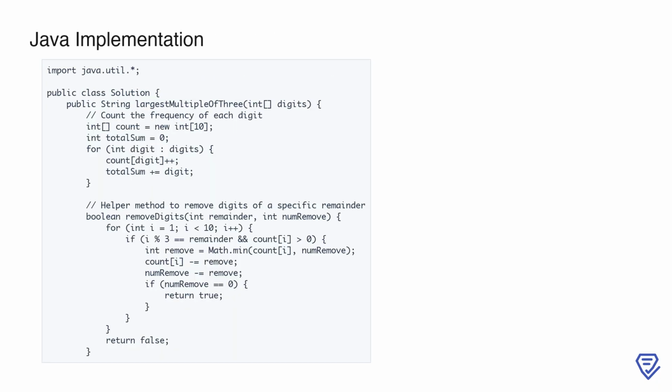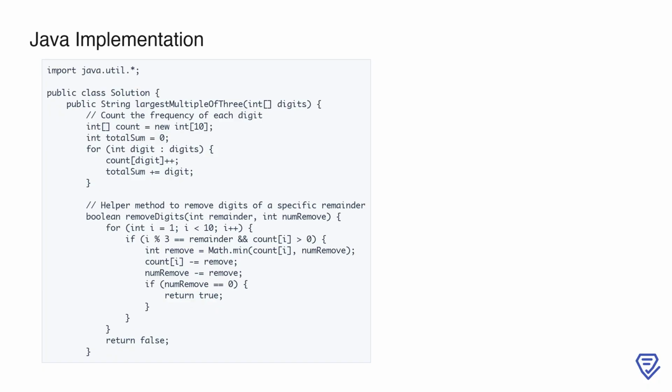Here, we begin by importing the necessary utilities and defining our class and method. The goal is to find the largest number that is a multiple of 3 from the given digits. To do this, we start by counting the frequency of each digit from 0 to 9 using an array called count. We also calculate the total sum of the digits as we iterate through the input array. This total sum will help us determine whether we need to adjust the digits later to make the number divisible by 3.